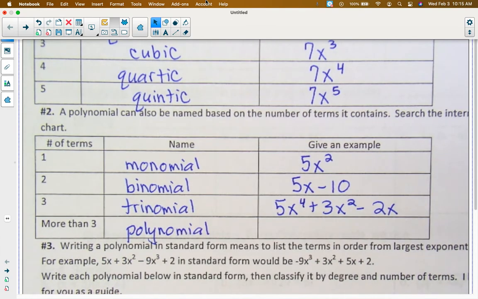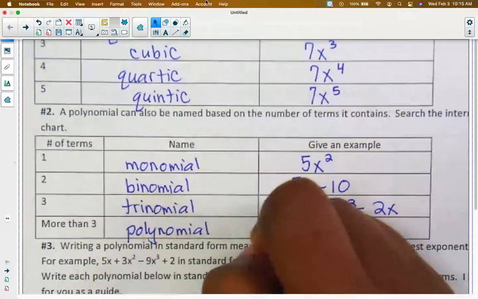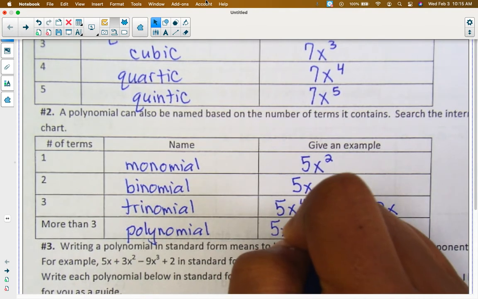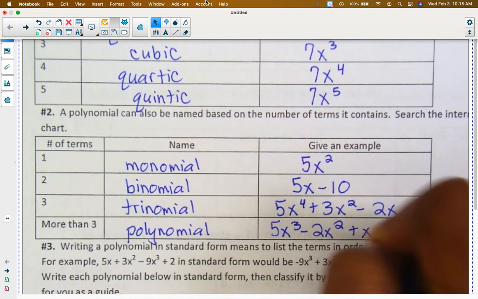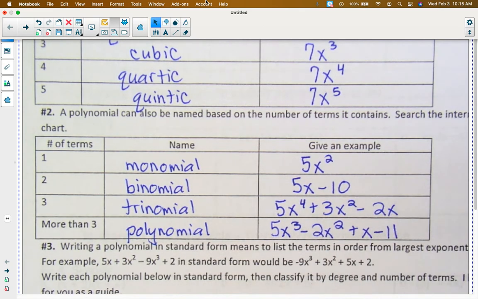Poly means many. And so an example would be 5x to the third minus 2x squared plus x minus 11. So more than 3 terms. So 4 or more terms. So this one has 1, 2, 3, 4.